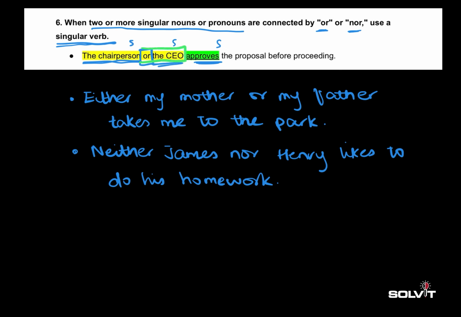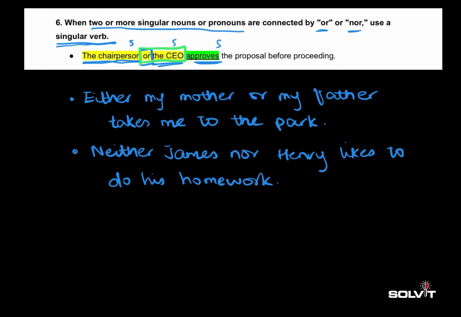This one. Okay, how about you try and omit this part and then read the rest of the sentence? Okay, omit the second subject. Just talk about the first subject and see what the sentence sounds like. So, for example, it will be: the chairperson approves the proposal before proceeding.